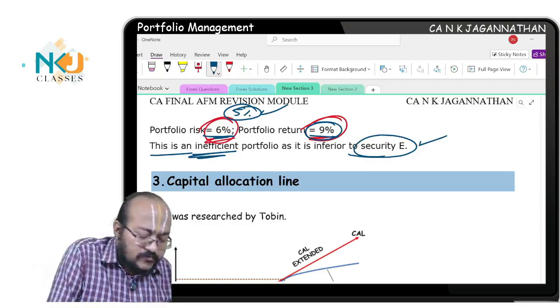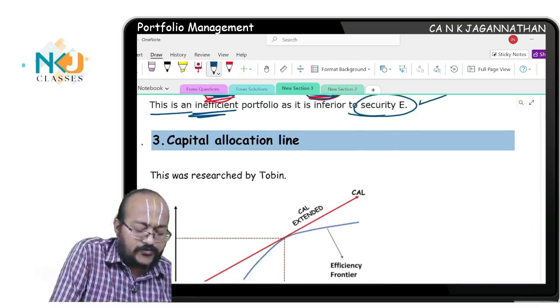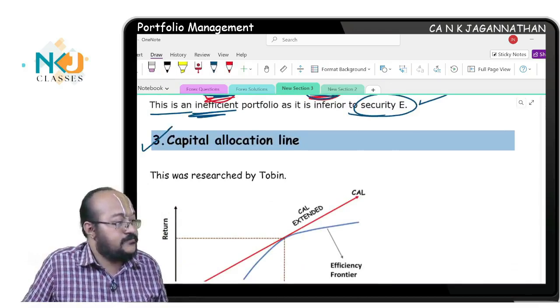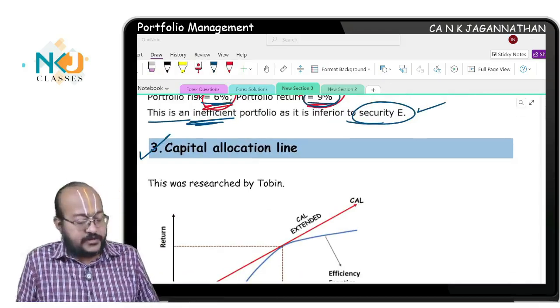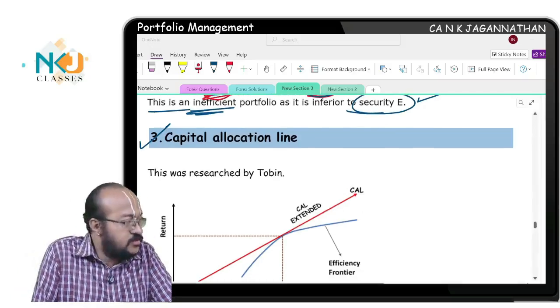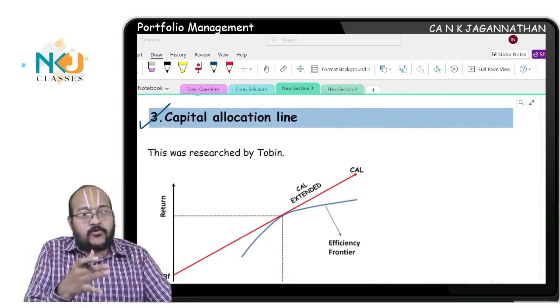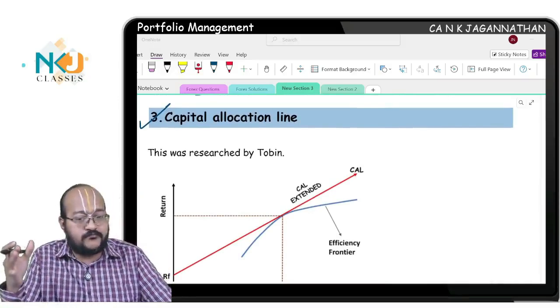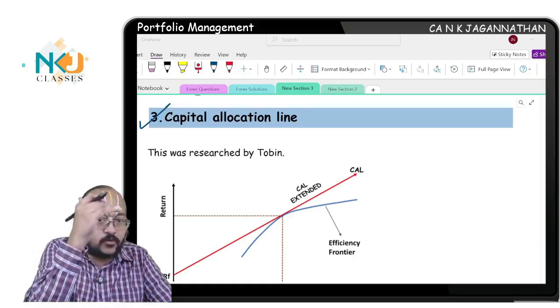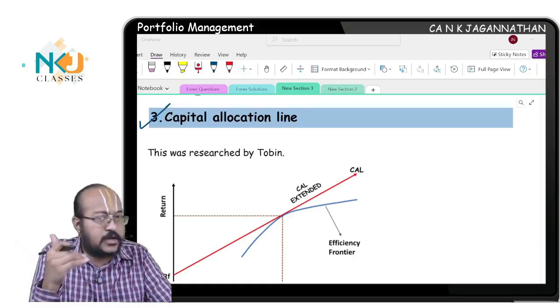Okay. Next important discussion, carefully observe. We are going to discuss capital allocation line. Now we will discuss a small concept, that is capital allocation line. See, this was researched by Tobin. Now we are slowly moving on to the various theories. Initially, Markowitz portfolio. What is the difference between Markowitz portfolio theory and capital allocation line? We will try to understand.